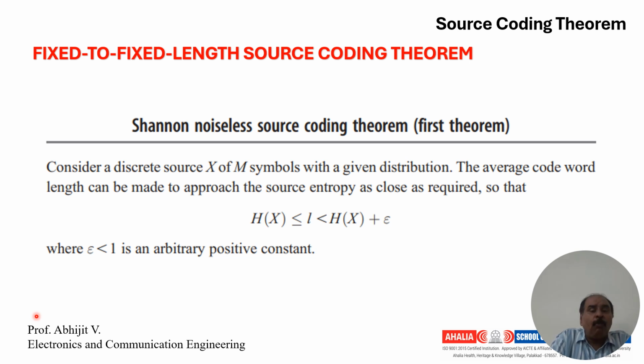L is the length of the possible average code word, which is less than H(X) plus epsilon, where epsilon is less than 1 and is an arbitrary positive constant. And I believe that this particular slide has given you the necessary explanation for the noiseless source coding theorem. Any clarifications?